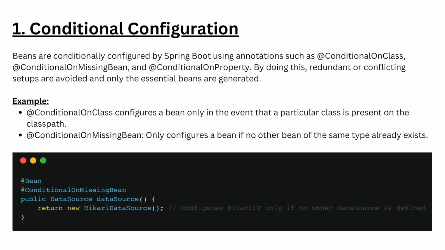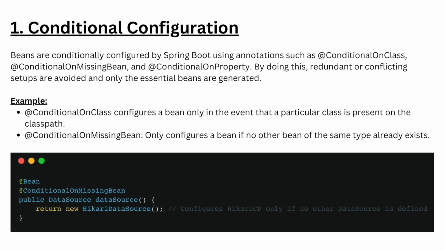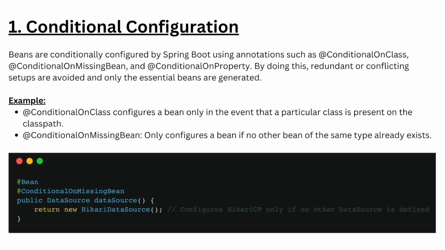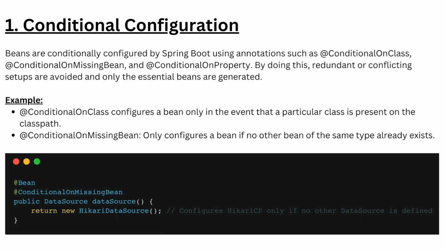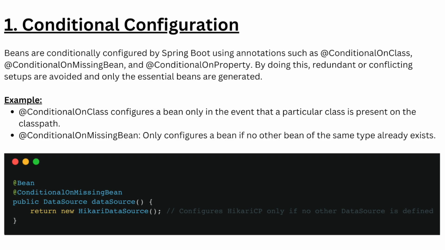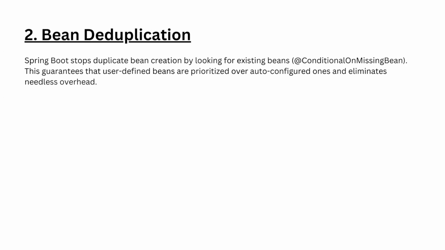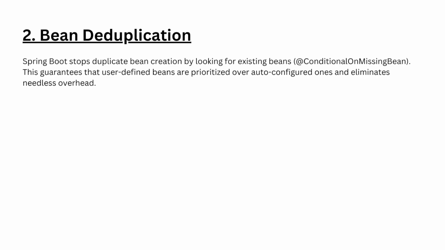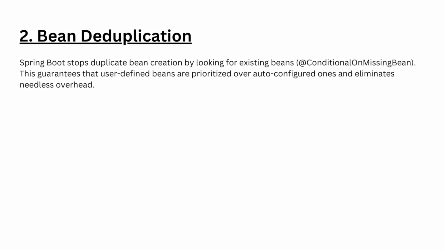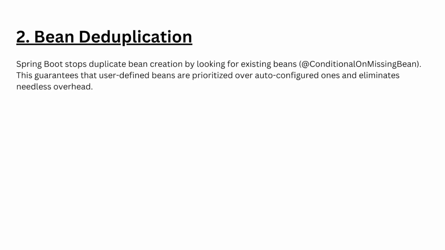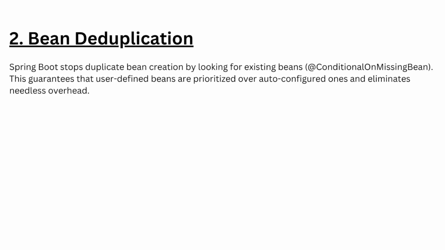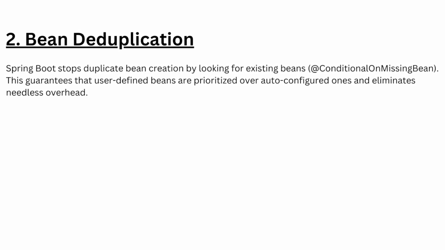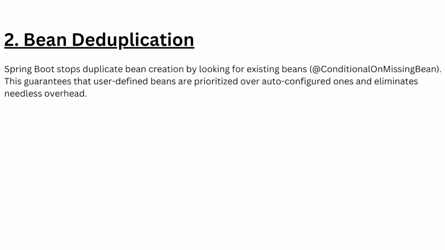If you take a look at this example, here we have a ConditionalOnMissingBean annotation. This configures a bean only if there isn't an existing bean of the same type. Here we are actually trying to remove conflicts. Now the second topic is bean deduplication. Again, same thing. When we use the ConditionalOnMissingBean annotation, we check for existing beans, and here Spring Boot prevents duplicate bean creation. This avoids unnecessary overhead and ensures that user defined beans take precedence over auto configured ones.